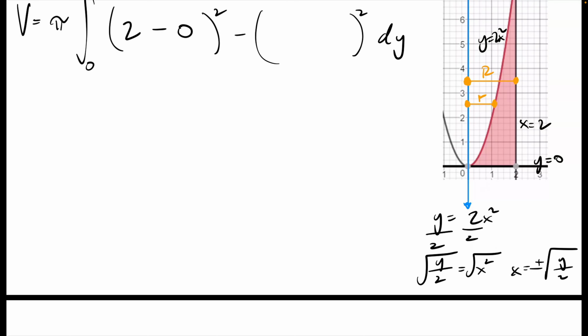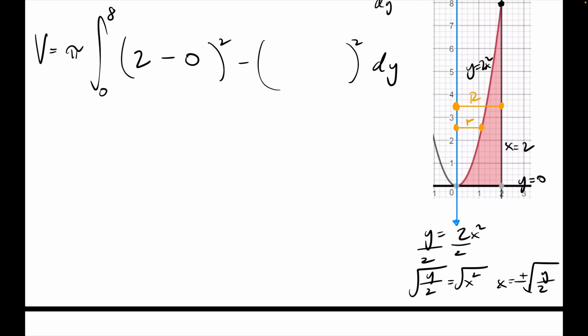For our side, because we're only on the positive x, positive y, it's going to be positive. We're going to use the positive one. We're not going to have to use the negative one for this one. So it's going to be that guy, positive square root of y over 2 minus 0.